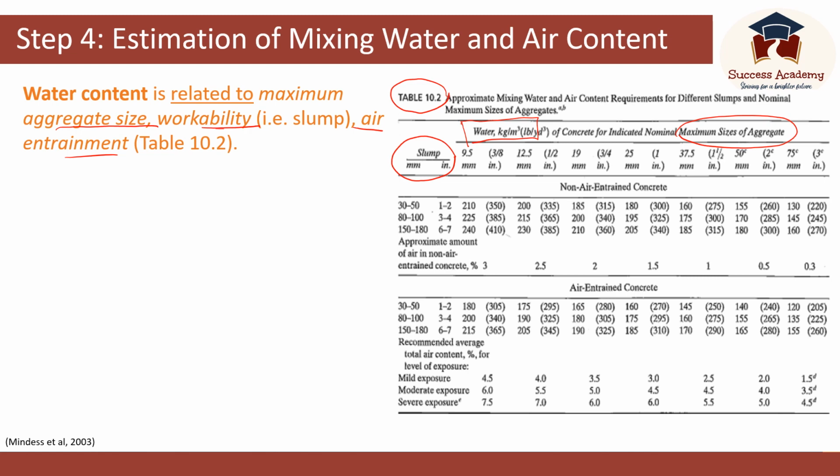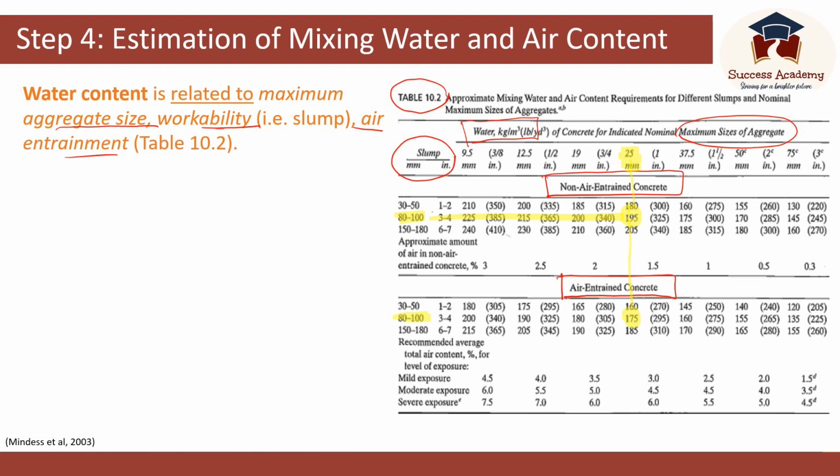Depending on whether we are making an un-air entrained concrete or air entrained concrete, we have to select the right part of the table. So top part is for non-air entrained concrete and the bottom part is for air entrained concrete. For example, let's take we have a slump of 80 to 100 and the maximum size of aggregate is 25 millimeters. To make an un-air entrained concrete, we need to have 195 kilograms of water. For the same slump, to make air entrained concrete, we need to have 175 kilograms of water for the same maximum size of aggregates.